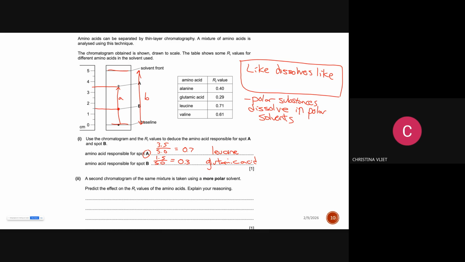And nonpolar substances dissolve in nonpolar solvents. Polar substances cannot dissolve in nonpolar ones, like oil and water.